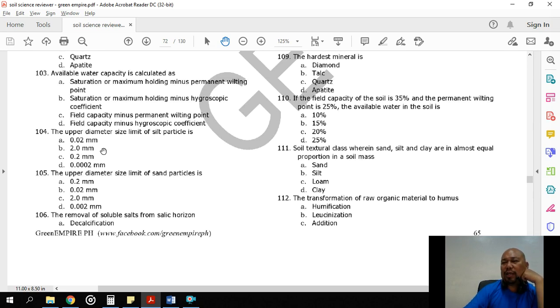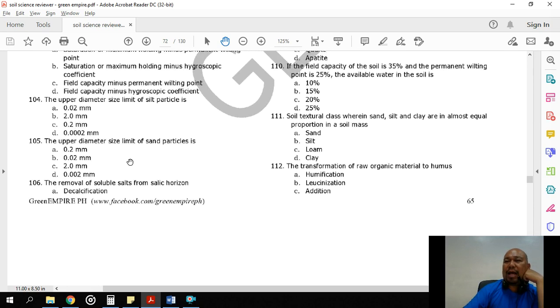Upper diameter size limit of a silt particle, we've already covered that. You can look it up again. I think it's 0.02. Upper size limit of sand particles, we've also covered that already. You can go through that.